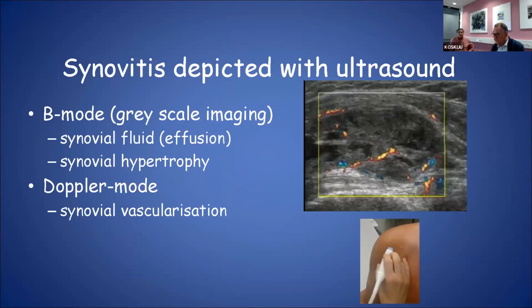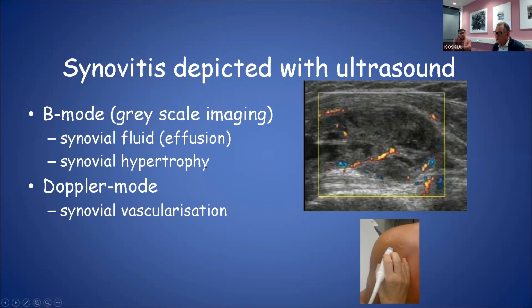With ultrasound, we have two most important modes. B mode shows the image as grayscales, and with B mode, in a patient with rheumatoid arthritis or suspicion, we can see fluid. Fluid is black, anechoic or hypoechoic tissue, which can be compressed if you compress it with your transducer.